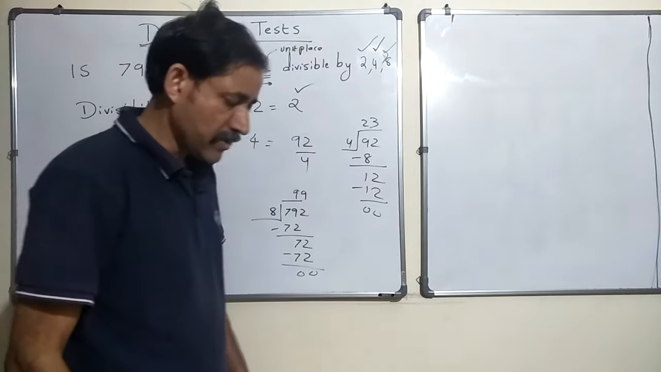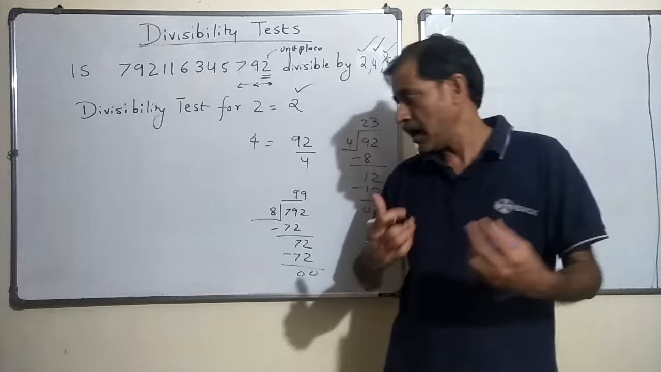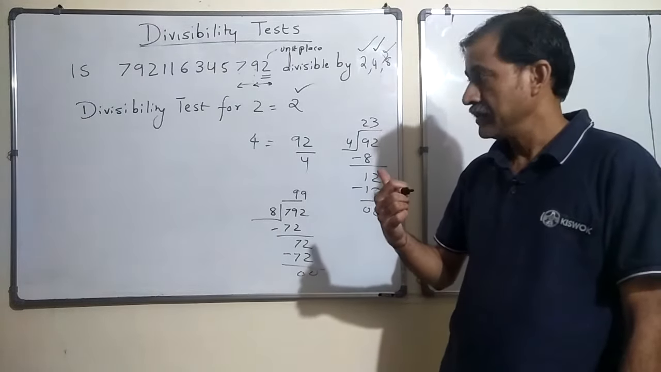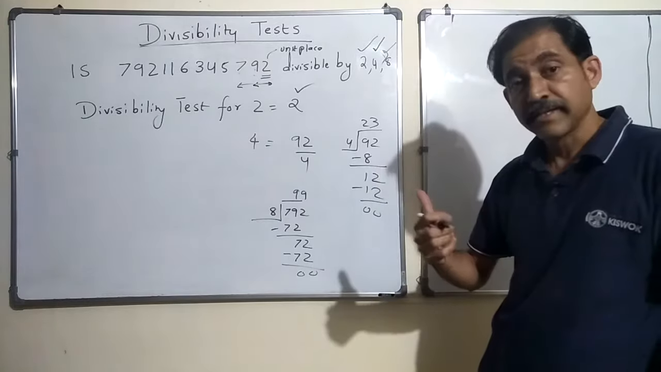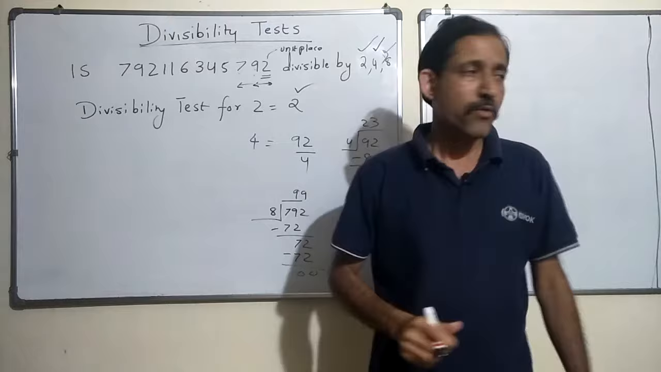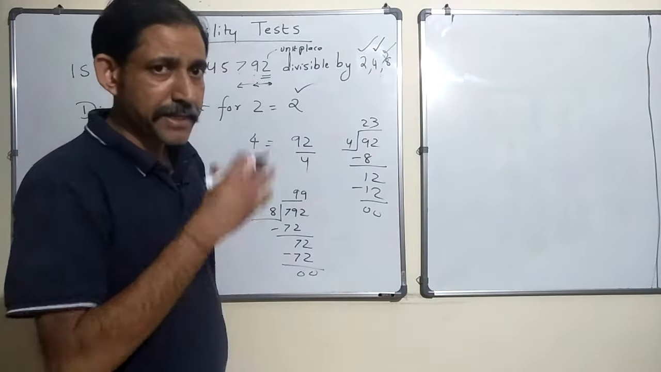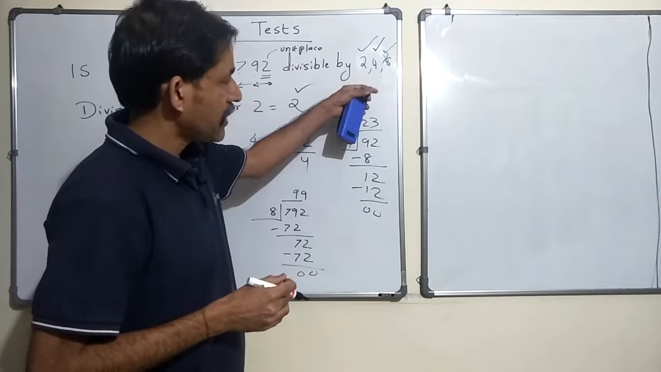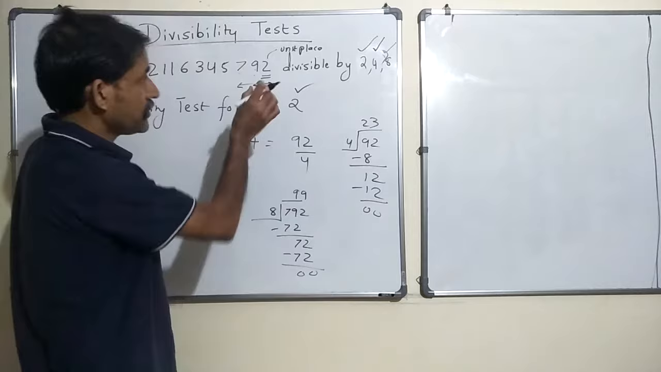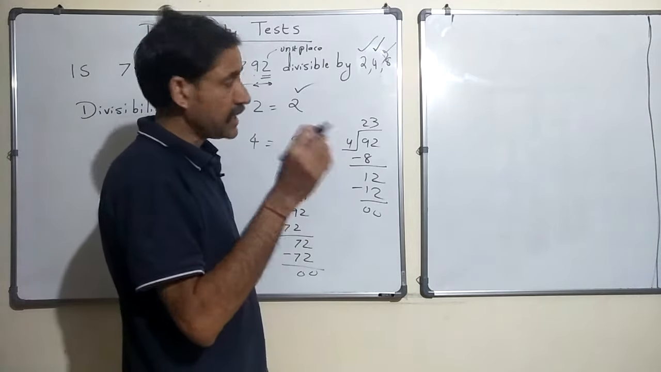Okay, that's good. Now I already showed you, but how can you prove that this is the case? It just doesn't come like that. There has to be some theory behind this. Let's see what that theory is. I am not going to show you for all three cases. Let me show you why we consider only the last two digits for checking divisibility by 4.